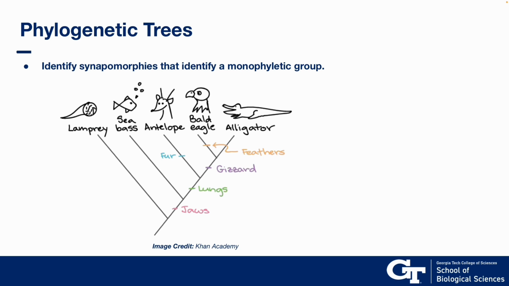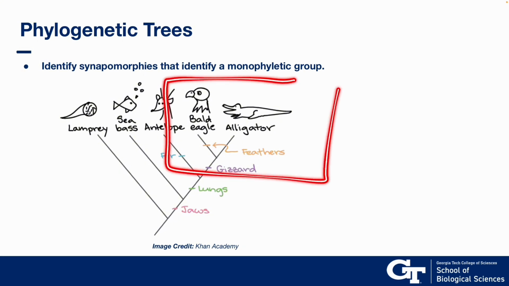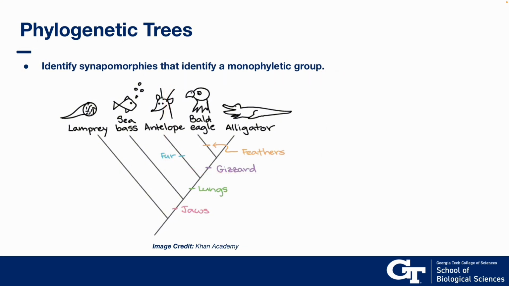So now we're asked to identify synapomorphies that identify a monophyletic group. A synapomorphy is just a trait that has evolved together. So for example, a gizzard. What is our clade going to be for the trait of a gizzard? Well, it's going to be the bald eagle and the alligator because they both have those. What about lungs? Well, now we have the antelope, the bald eagle, and the alligator. What about fur? Is it going to be the bald eagle and the antelope? No, because only the antelope has fur.